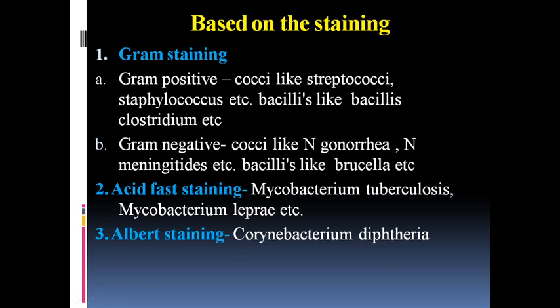Okay, this staining is nothing but laboratory staining. We can observe the bacterial structure and bacterial characteristic by using a staining in the laboratory. So based upon the staining, the bacteria are divided into gram staining, acid fast staining and Albert staining. In the gram staining, both gram positive and gram negative staining will be there.